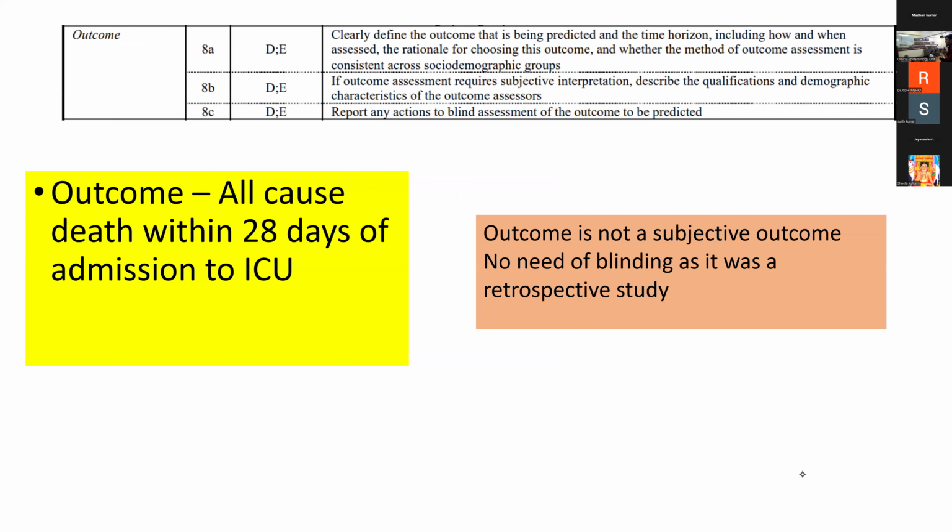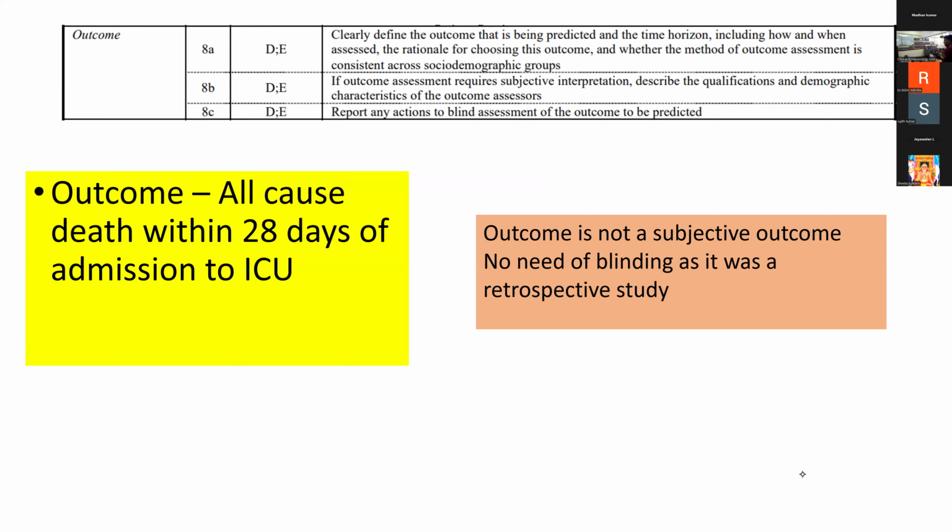Now, the eighth question is: clearly define the outcome that is being predicted and the time horizon during which they assessed the outcome. So the outcome was all-cause death, and the time horizon they looked at was within 28 days of admission to ICU. That was their final outcome. And does the outcome require any subjective interpretation?